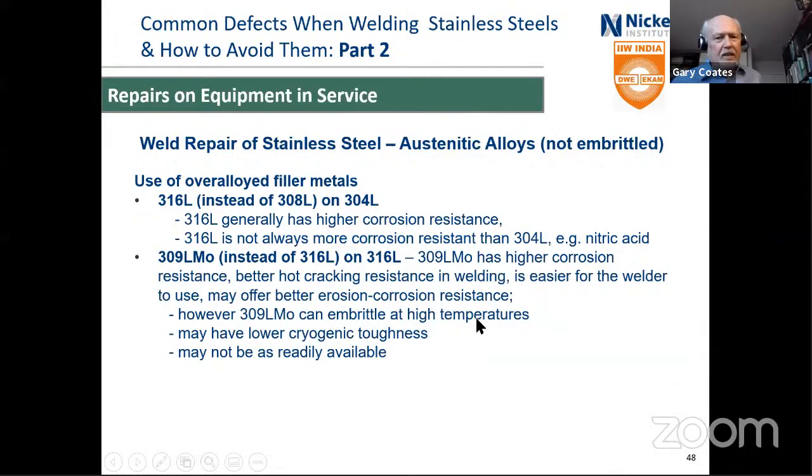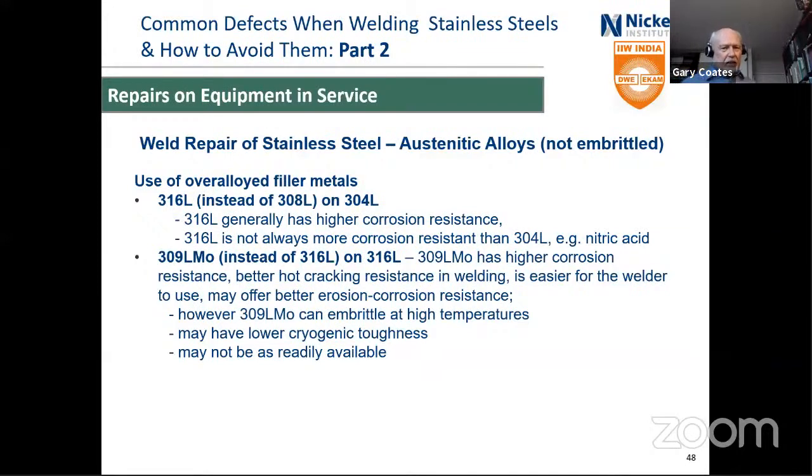You can actually then use 316L on 304L normally, where you know that the 316L has a higher corrosion resistance. And generally that is the case, but there's always exceptions. So for example, in nitric acid 316L is not as good as 304L.